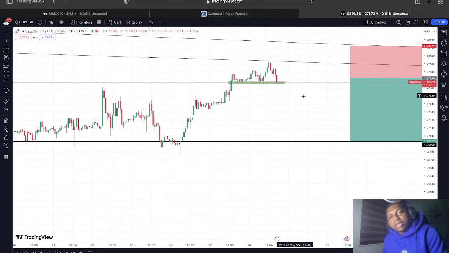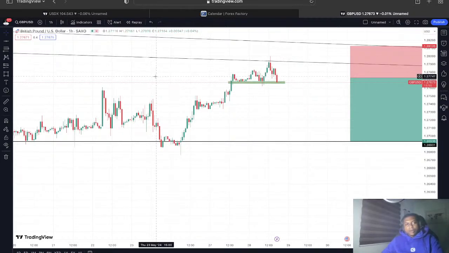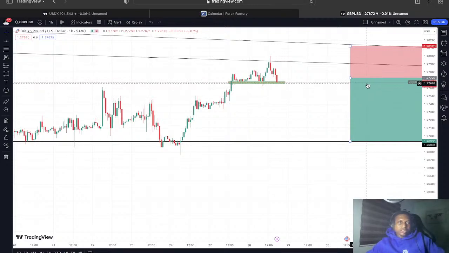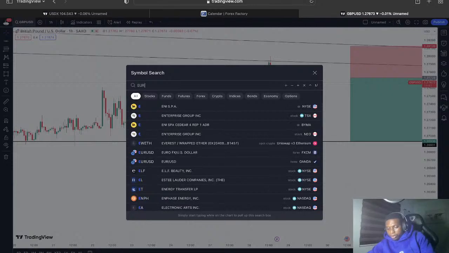So for pound USD, I'm bearish. For Euro USD, I'm bearish. So what's the direction of Euro GBP? Let's see. We'll just round up with that.